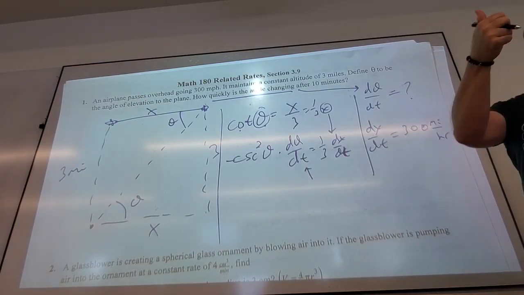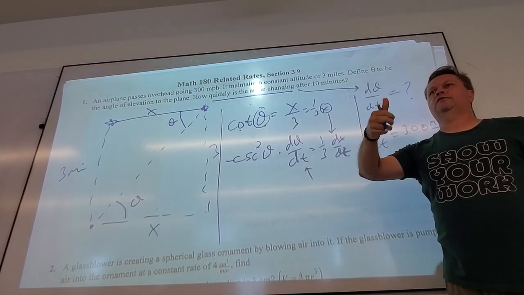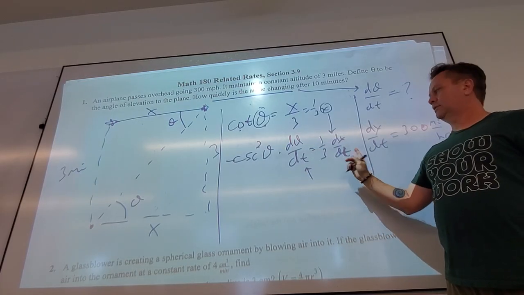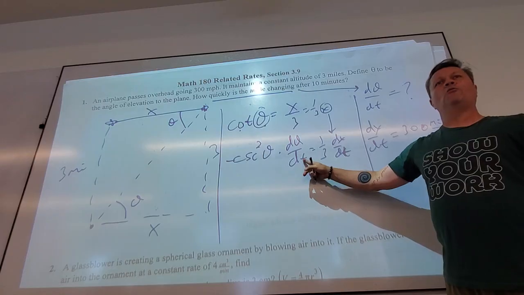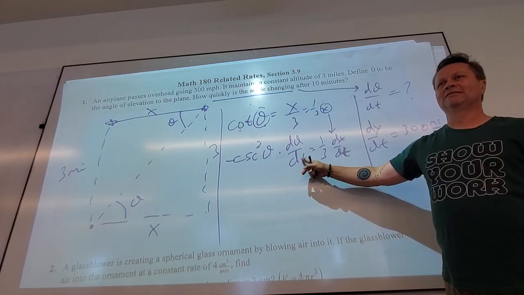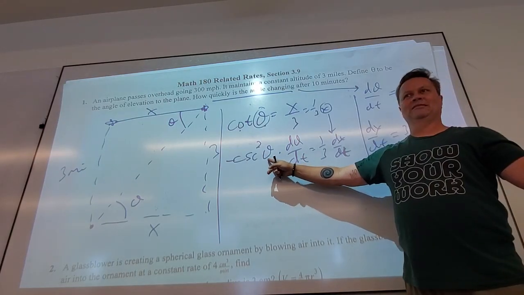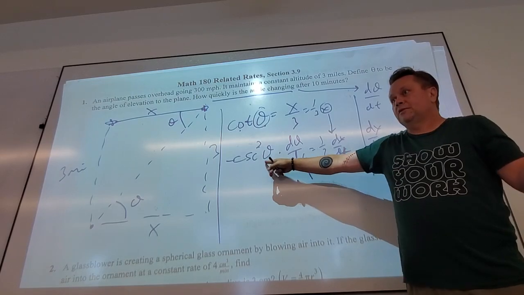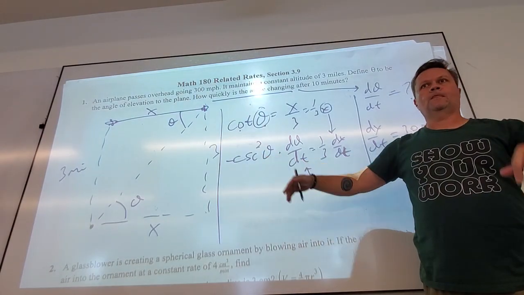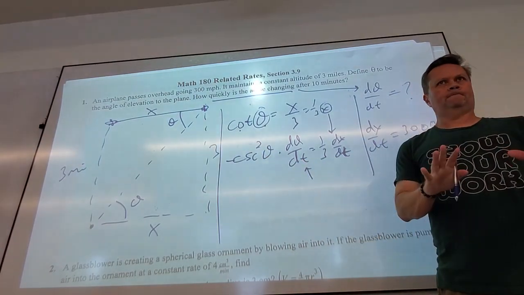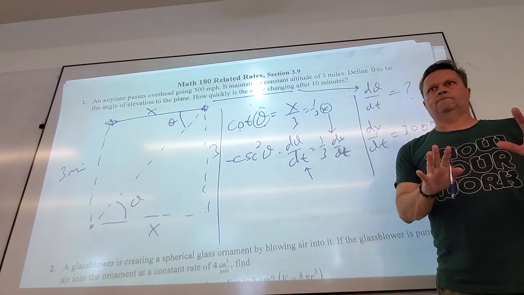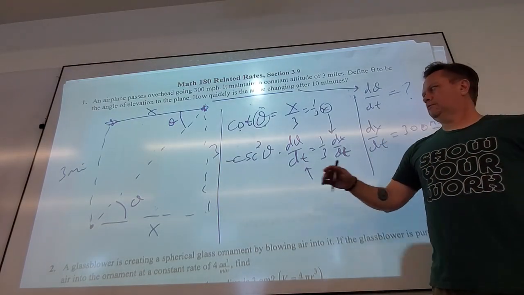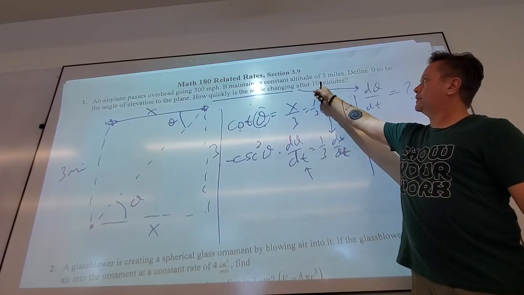What did they tell them? What can I plug in? What do I know the value of that's in here? dx/dt. What do they ask me for? d theta/dt. What else is in here? Cosecant theta, right? Cosecant squared. Do you guys understand? Okay. So when you have a situation where you're like, oh, now this guy comes into play.